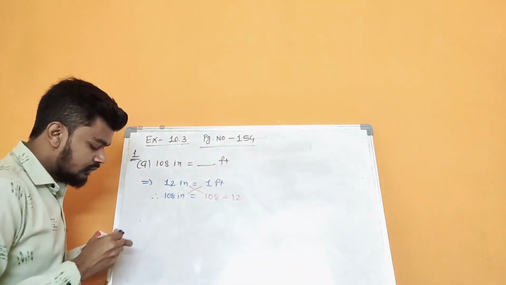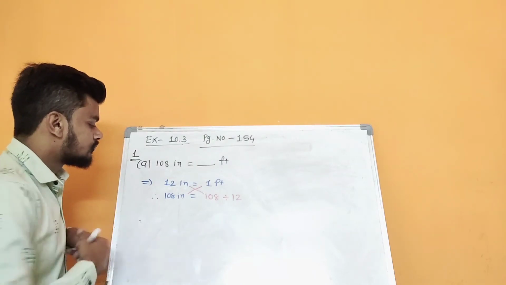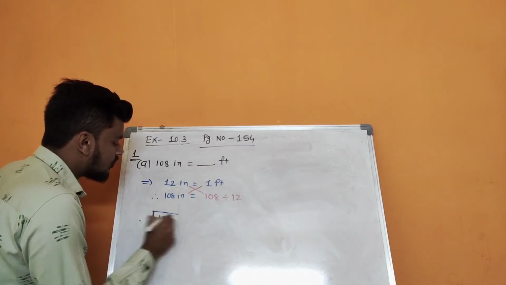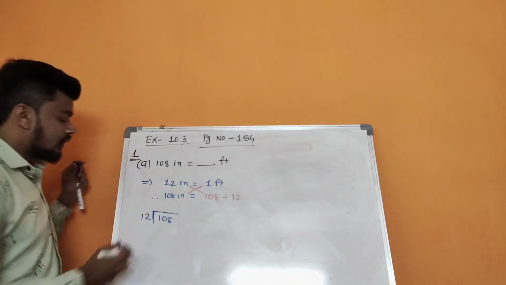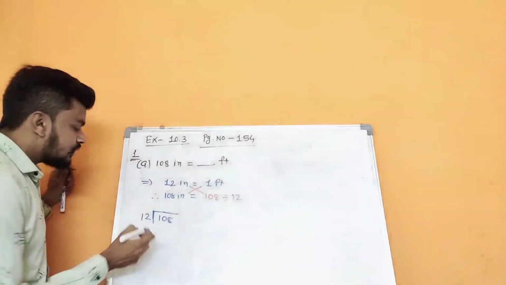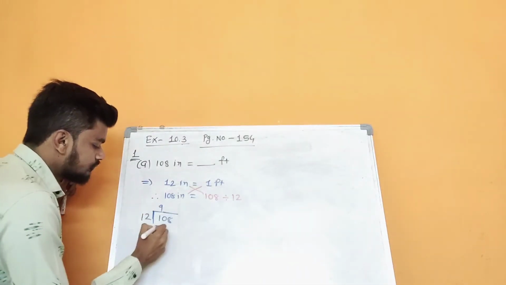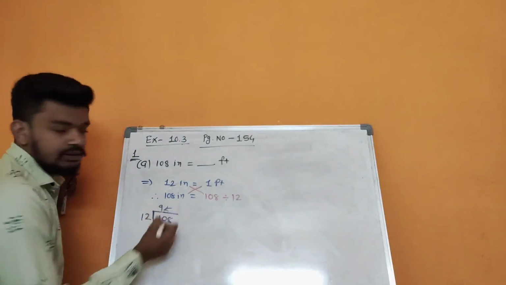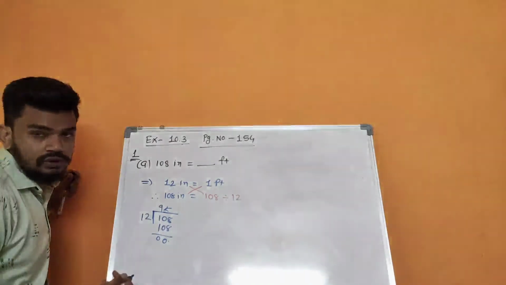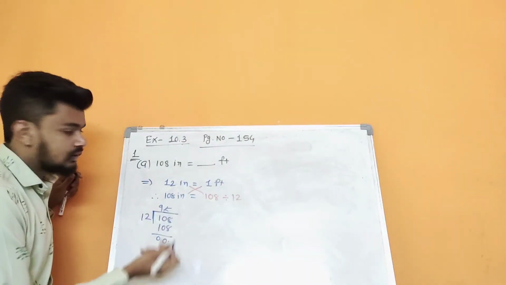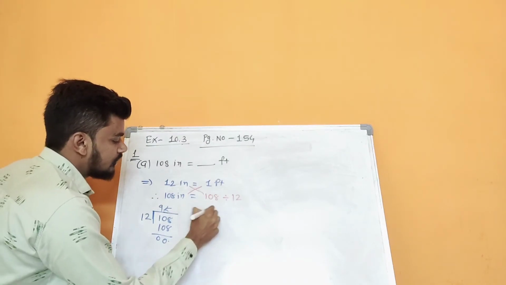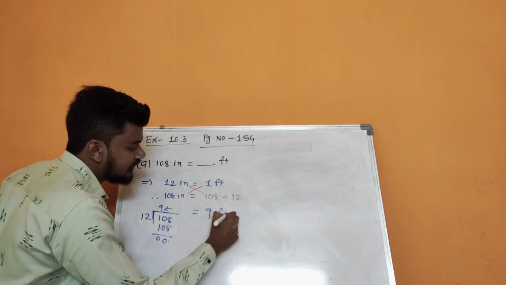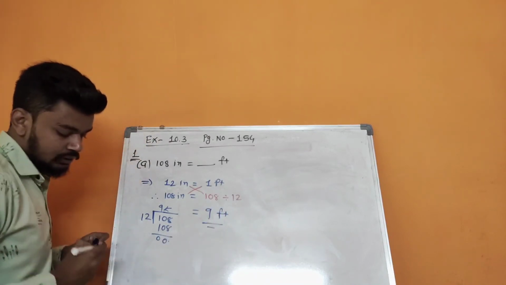Now if we divide this one, I am dividing over here, 108 divided by 12. Okay, so 12 nines are 108, right? This is the quotient. Whatever the quotient is over there is the answer of this division, which is 9, and the unit we want is the foot. So the answer is 9 foot.